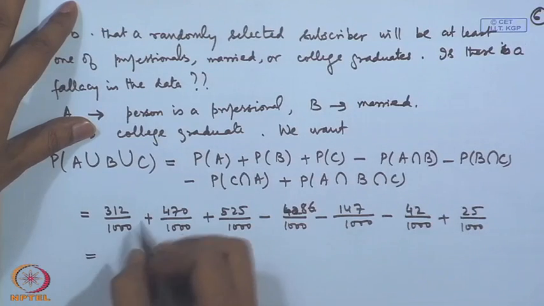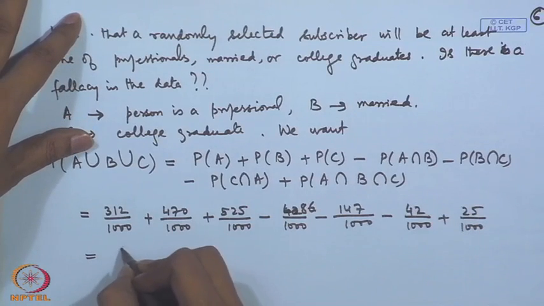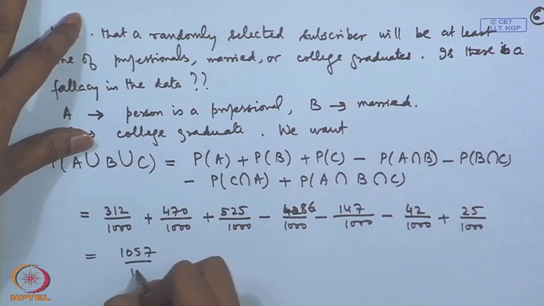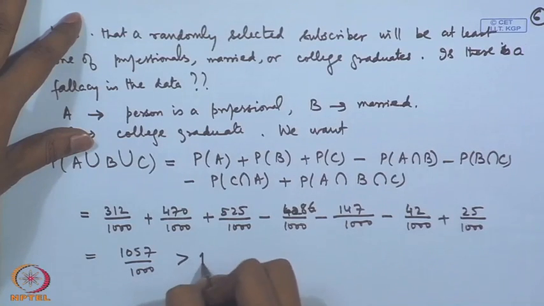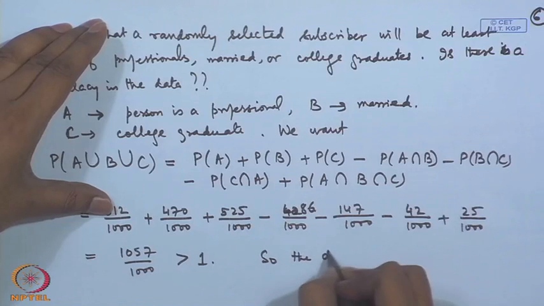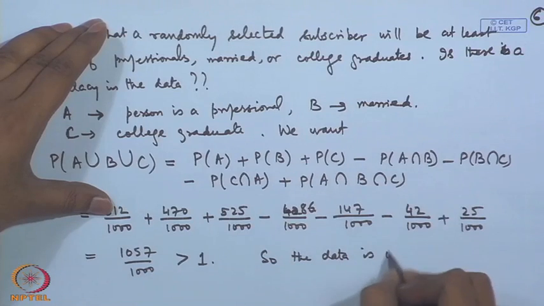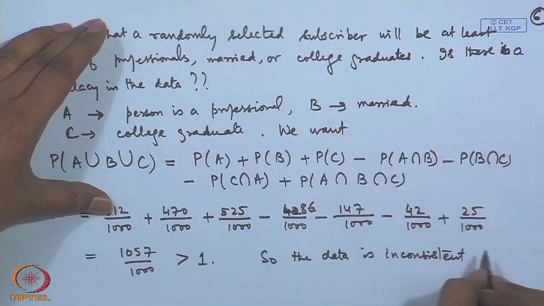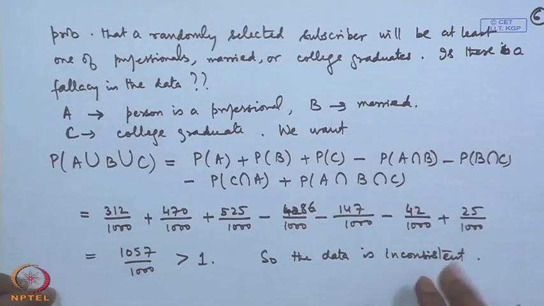Now, if you look at this, this turns out to be 1057/1000, which is obviously greater than 1. So, the data is inconsistent because you cannot have a probability greater than 1. So, using the addition rule, we are able to detect a fallacy in the given data.